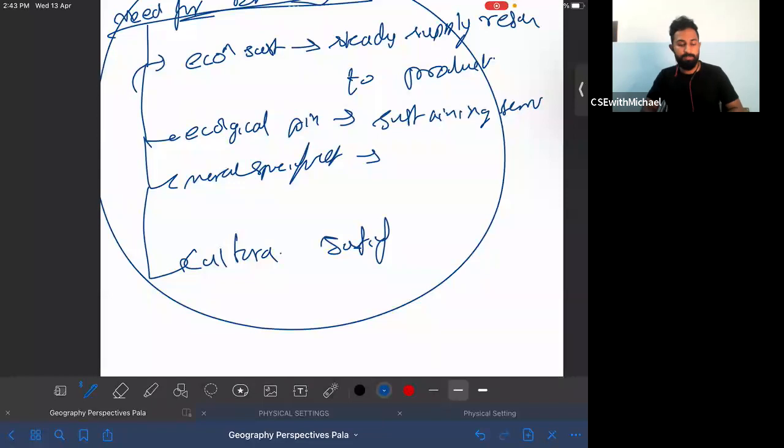Next one is aesthetic justification. It comes from the human perception of the natural world, which claims that biological and landscape diversity add to the quality of human existence. These diversities add to the quality of human existence.